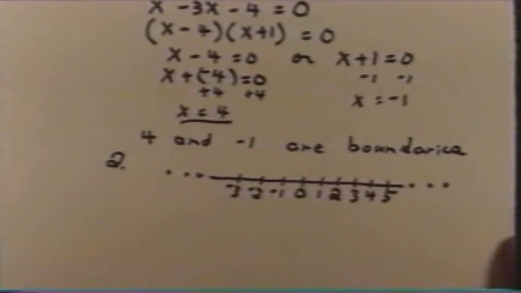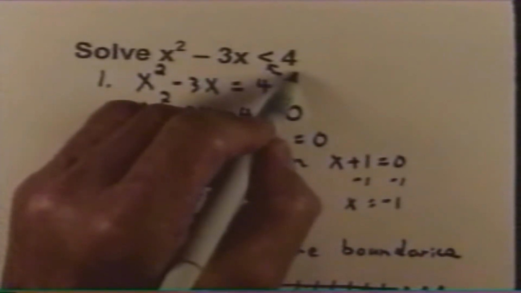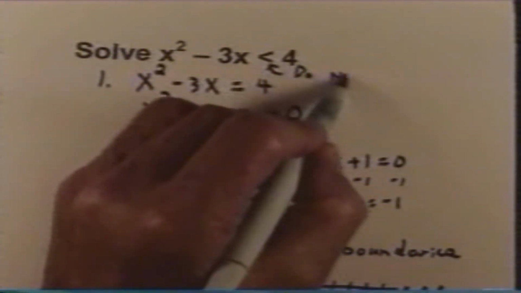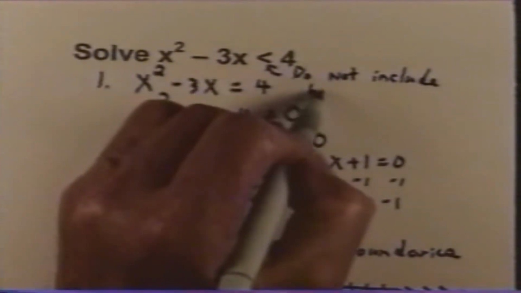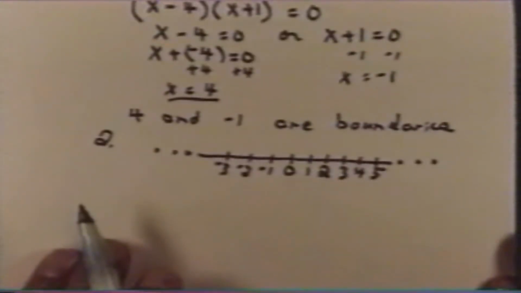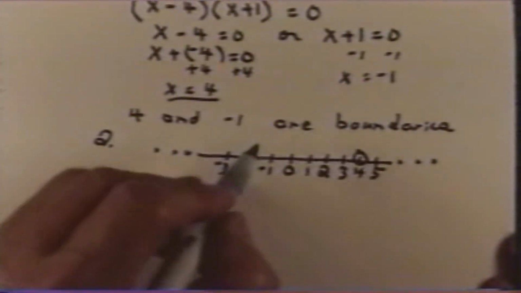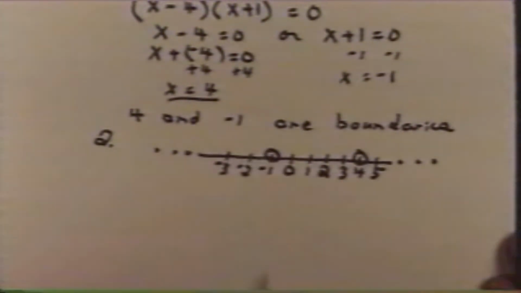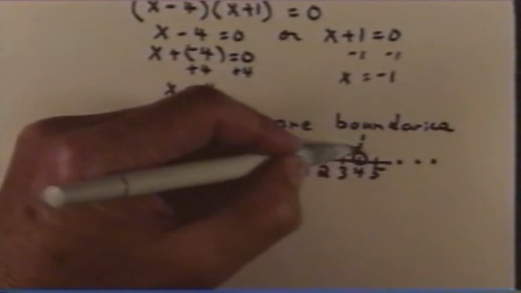The next thing is, do I include the boundaries or not include? Well, since I have strictly less than, this says do not include boundaries. So the way I show exclusion is to put an open dot. I put an open dot at 4. And I put an open dot at negative 1. Now, this divides the number line into three regions.